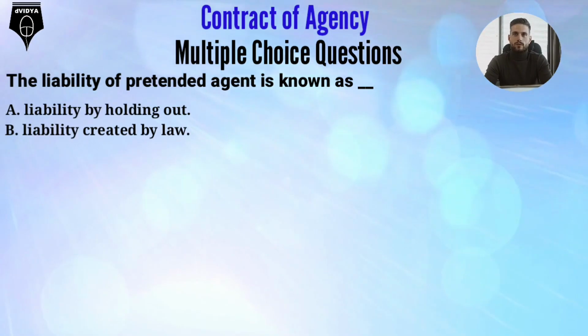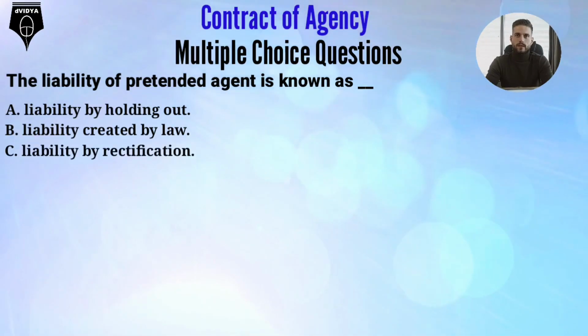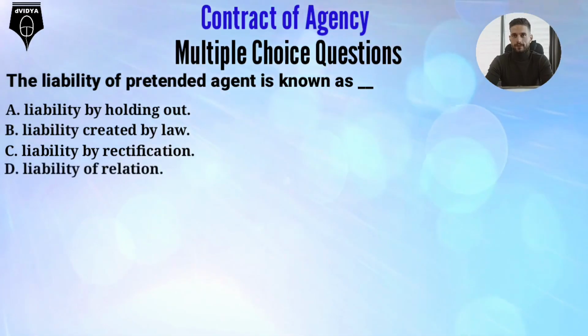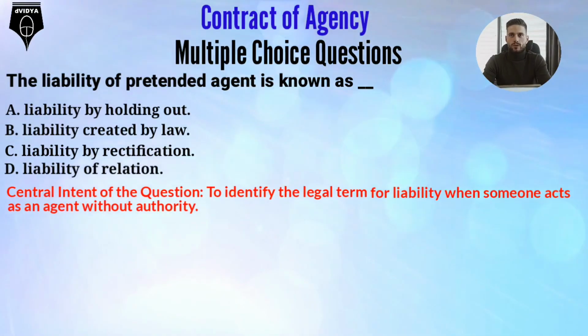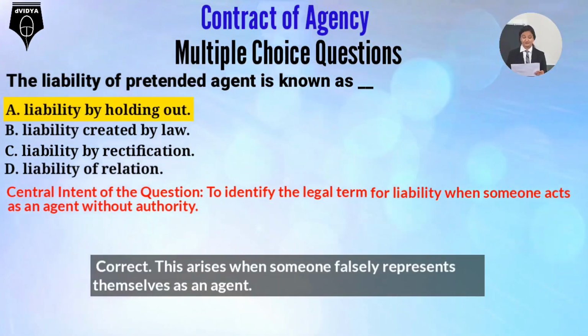Liability created by law. Option C. Liability by rectification. Option D. Liability of relation. Central intent of the question: to identify the legal term for liability when someone acts as an agent without authority. Option A, liability by holding out. Correct. This arises when someone falsely represents themselves as an agent.